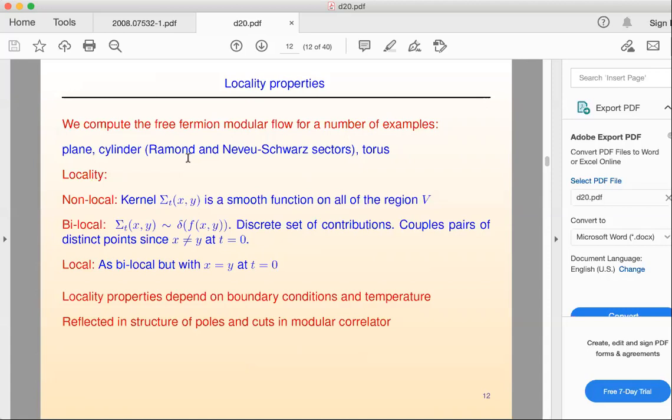Sorry, but what regions do you restrict to in the plane, in the cylinder? I understood it in the plane, your Rindler wedge, but in the cylinder and torus, what? Right, so we look at a selection of intervals, and then when we go to the cylinder, we just compactify one direction, and on the torus, we compactify two. But that actually changes quite a lot. These boundary conditions have a very crucial influence on the result.